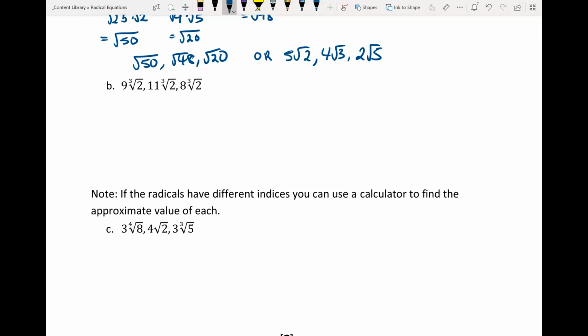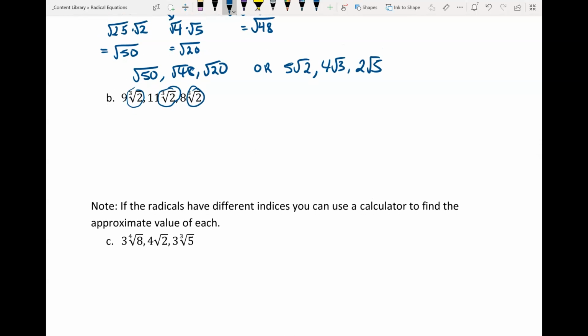Moving on to b, same sort of thing, but if you notice what the radical is, we have the cube root of 2 consistently. So that means that could be our frame of reference as like an x. So comparing 9x, 11x, and 8x, that's pretty easy to reorder. We're just going to reorder by the coefficient or the number in the front from greatest to least. So that'd be 11 cube root of 2, 9 cube root of 2, and then 8 cube root of 2.